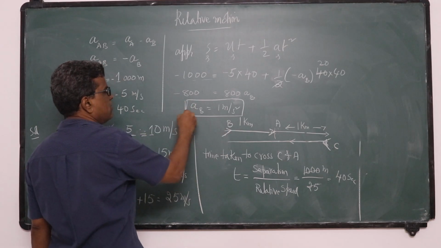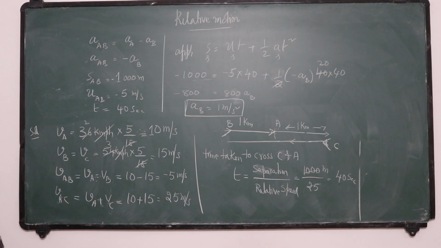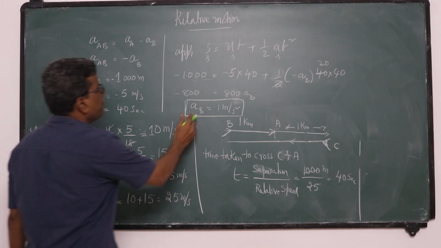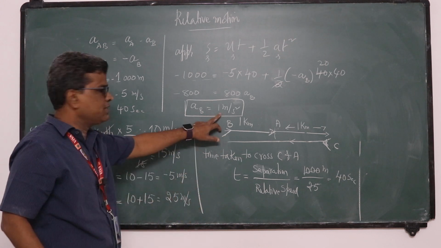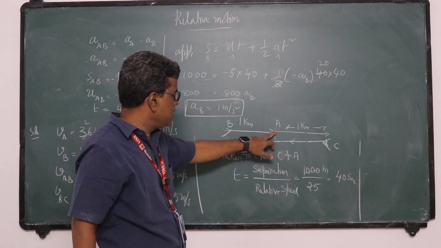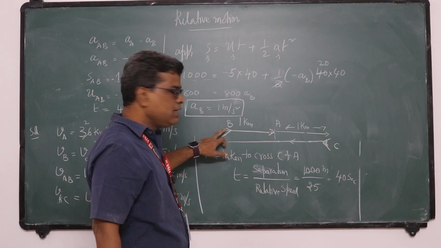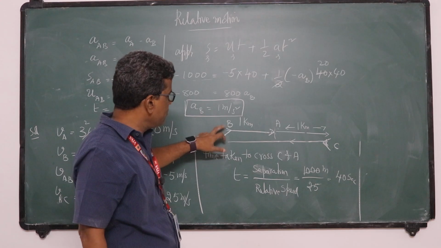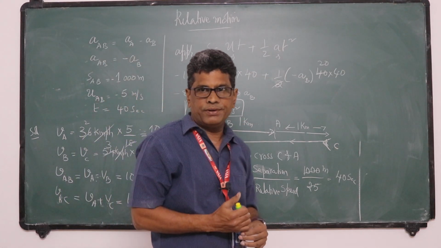So this is the acceleration of B. That is the minimum acceleration of B, A with respect to B: the minimum acceleration is 1 meter per second square. So to cross A, B should maintain a minimum acceleration of 1 meter per second square. Okay, take this.